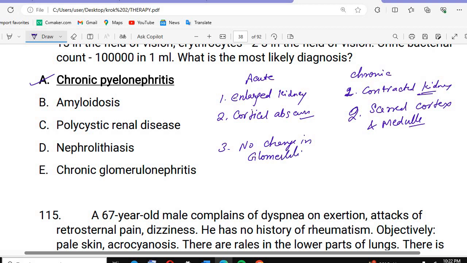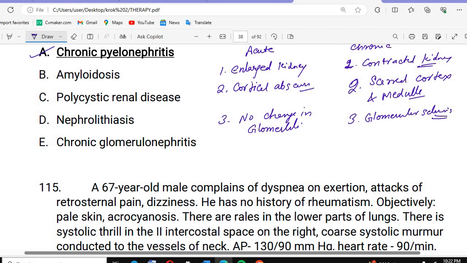But in chronic, we see glomerular sclerosis can be seen. Okay. And all other things that we discussed.